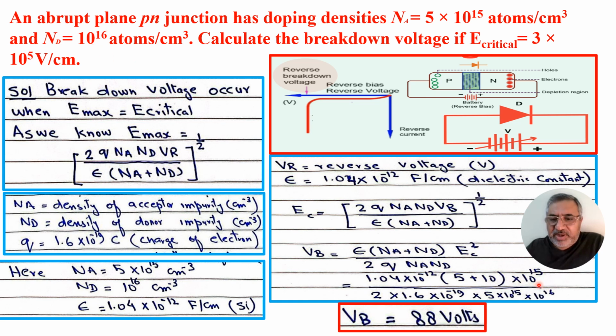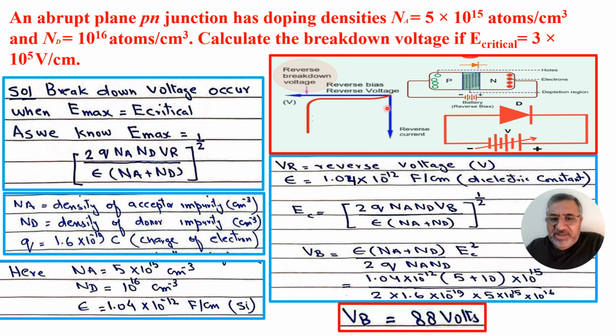In order to take the common 10^15, we put here the value, and 2 is in the equation, and q is equal to 1.6 × 10^-19, and then we multiply by Na, 5 × 10^15, and Nd equal to 10^16. After the simplification, the breakdown voltage is equal to 88 volts.